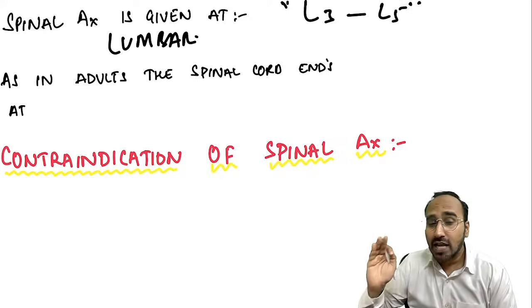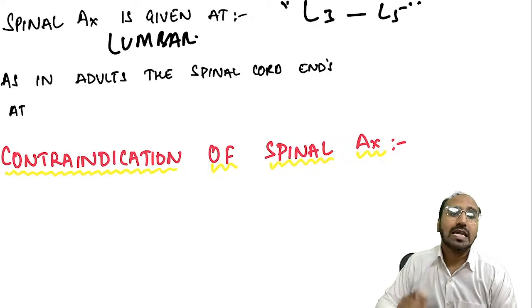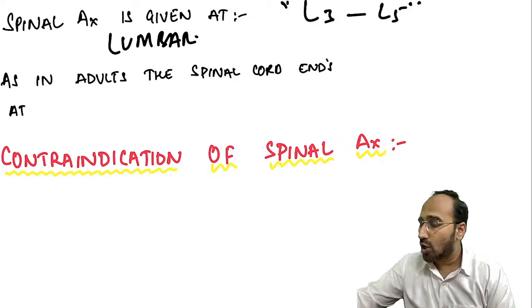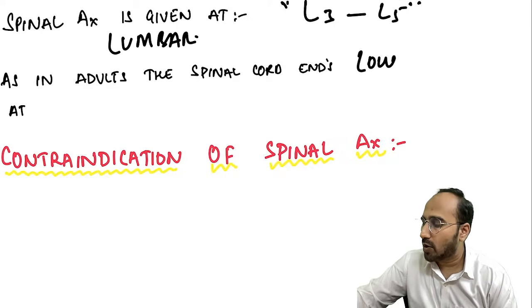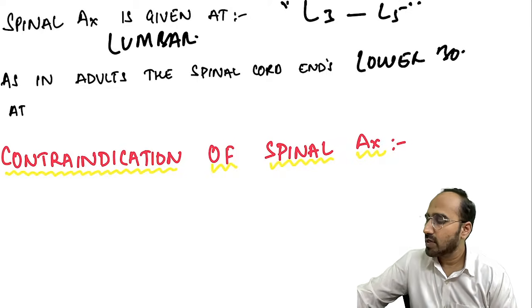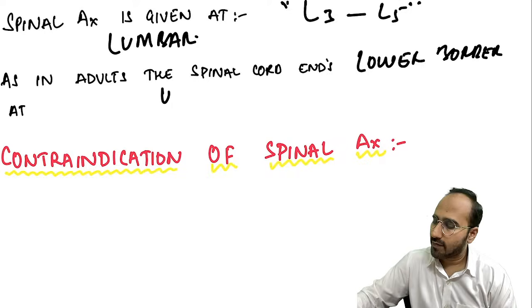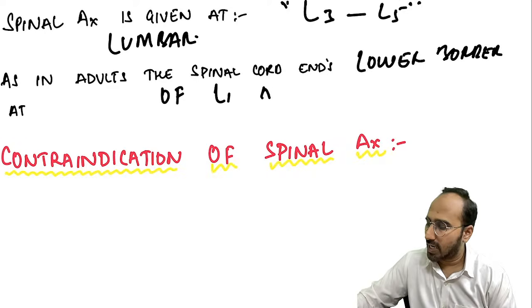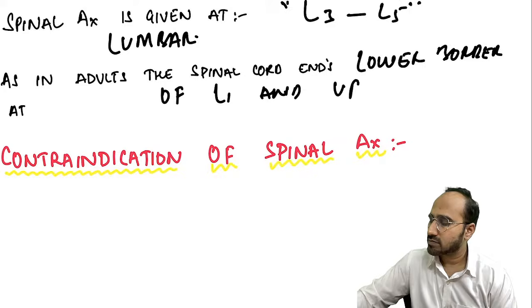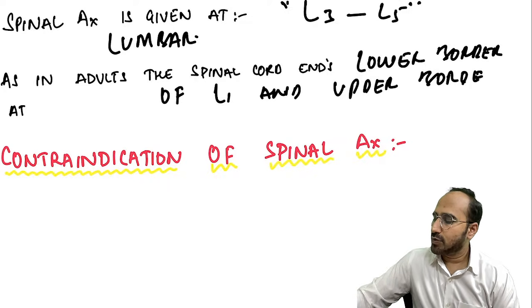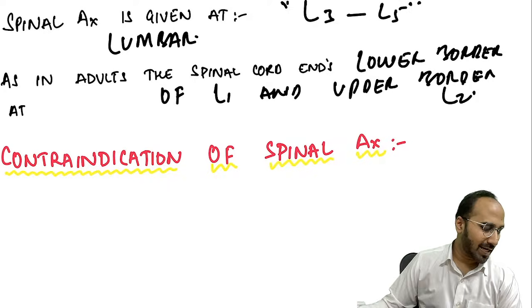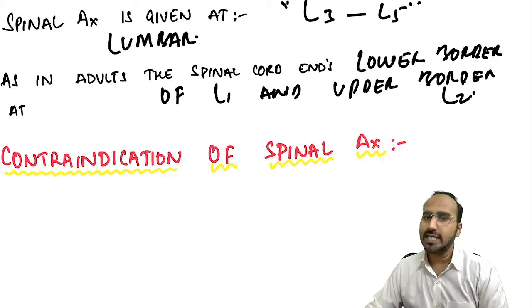Now, why will you not give it at L1, L2? Because remember, in adults, the spinal cord usually ends between the lower border of L1 and the upper border of L2. That's why, in order to avoid damage, you are giving it lower.